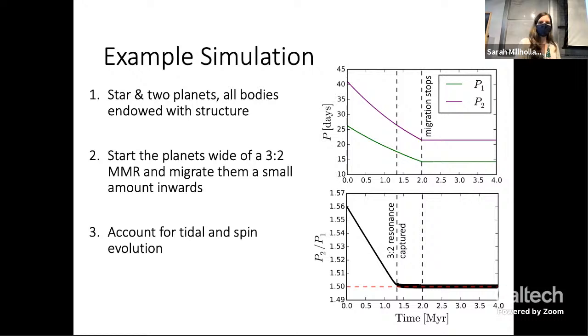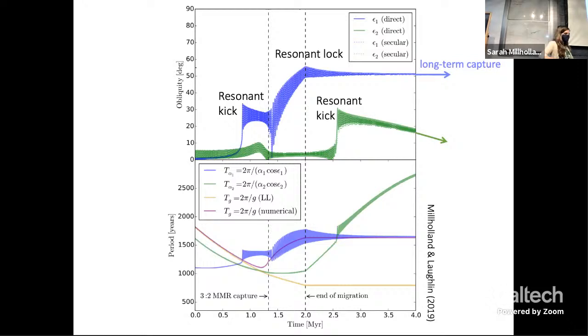All right, so this orbital migration through the disk is what can change the orbital and the spin precession frequencies and cause them to enter these high obliquity states. This top plot is showing the obliquities as a function of time, and the bottom plot is showing some of the periods of precession as a function of time. If we focus on this bottom plot first, the blue and the green curves are the periods of precession of the spin axes of the inner and outer planets. And then the purple curve is the period of the orbital precession of the planets, which is the same for both planets in the system.